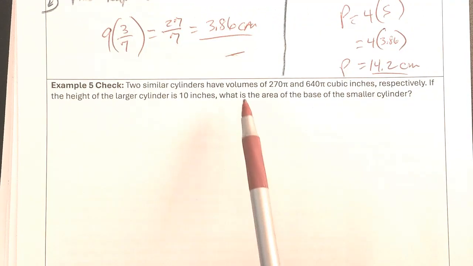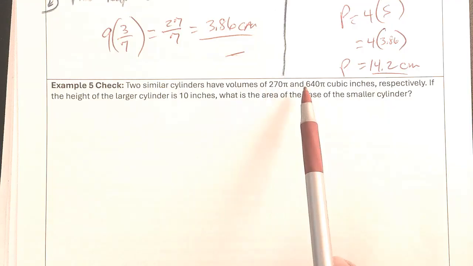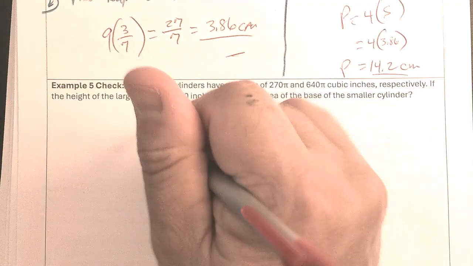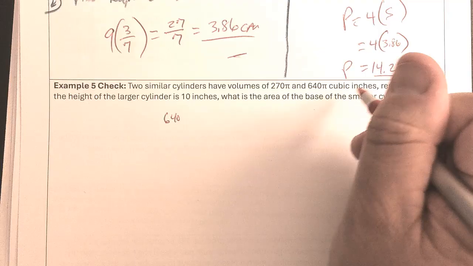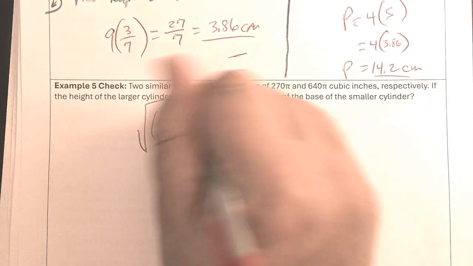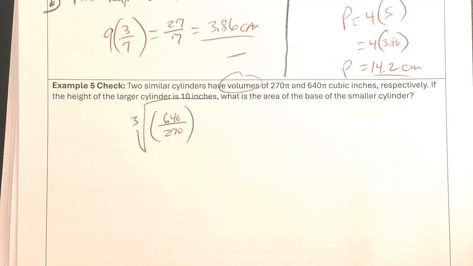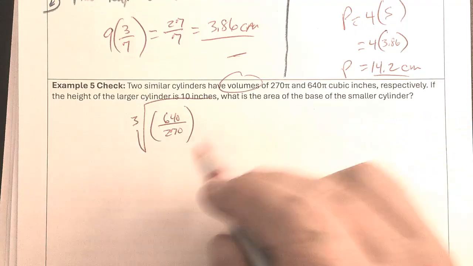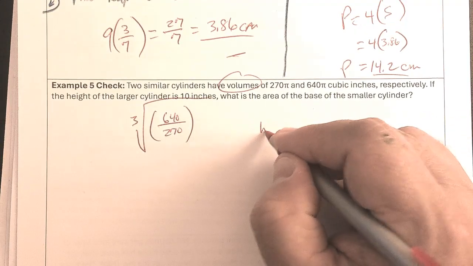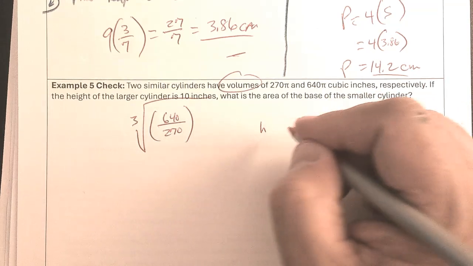All right, so you guys are going to find the similar cylinders. They have volumes. Here's your volumes. So you're going to go like 640, cut the pi out. So 640 over 270, but you're going to need to take the cube root because these are volumes. And then once you know the cube root, just take the height, the one height, 10, and multiply it, and that'll give you the smaller height.